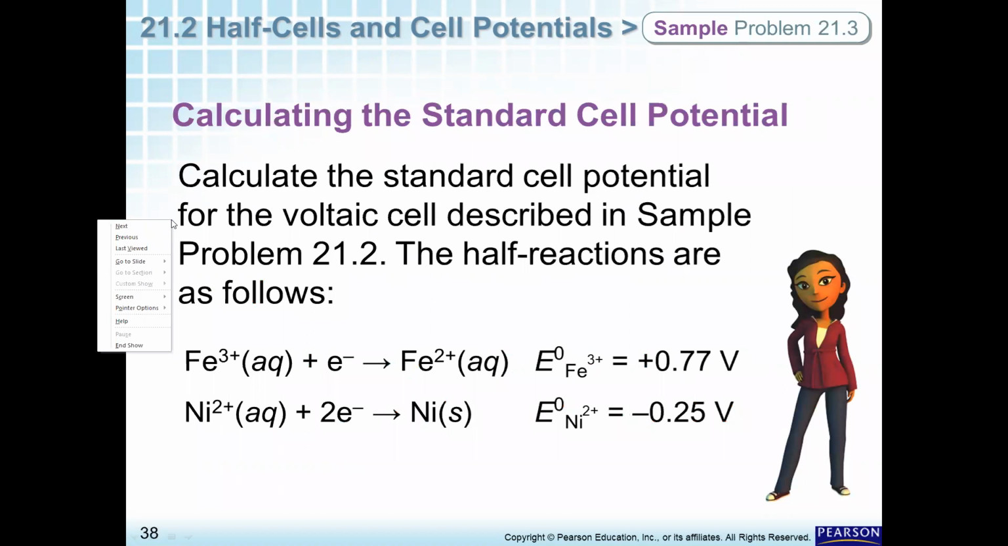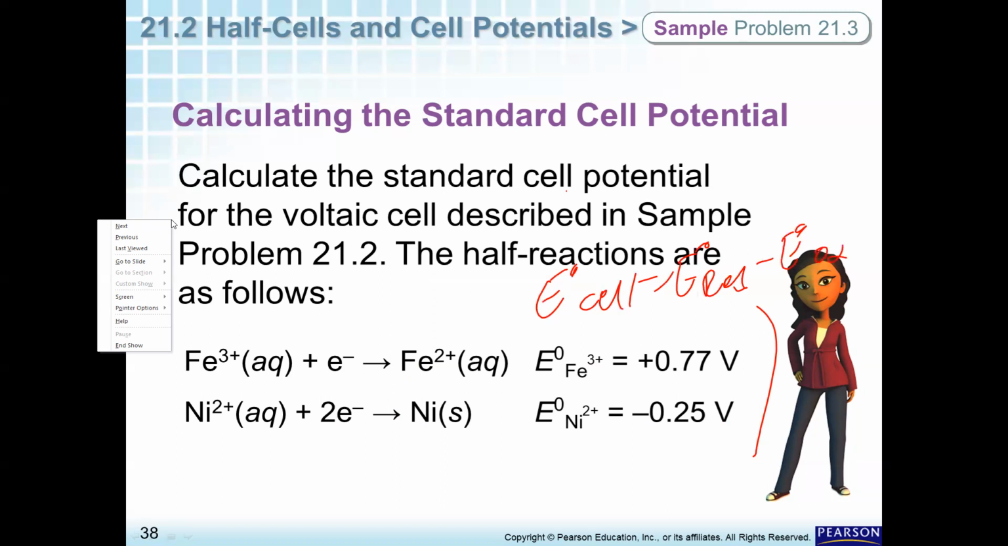The question here is asking about the same example, but here he's asking to calculate the standard cell potential. The standard cell potential equals E standard of the reduction minus E standard of the oxidation.